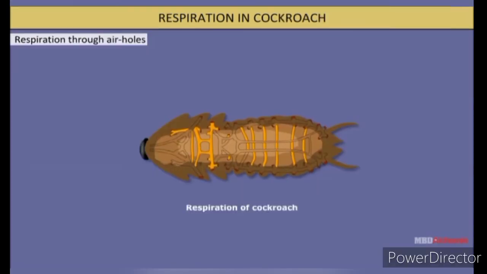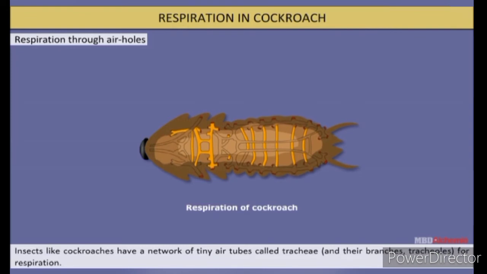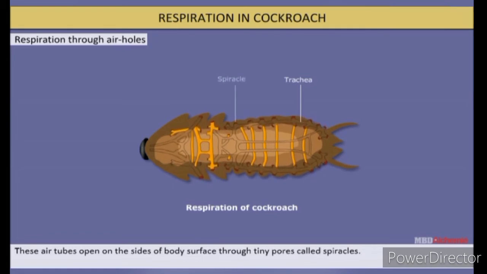Respiration through air holes. Insects like cockroaches have a network of tiny air tubes called trachea for respiration. These open on the outside of the body surface through tiny pores called spiracles. The tracheal network supplies oxygen to each and every cell in the body.